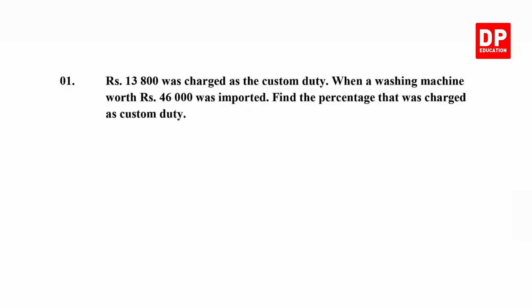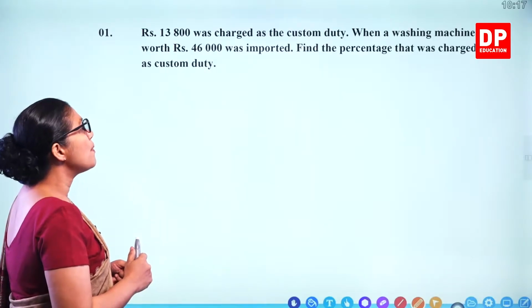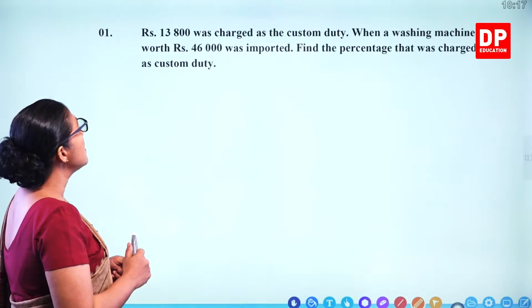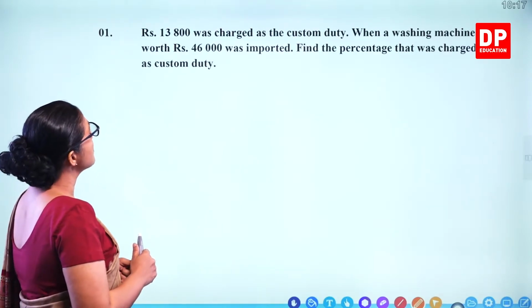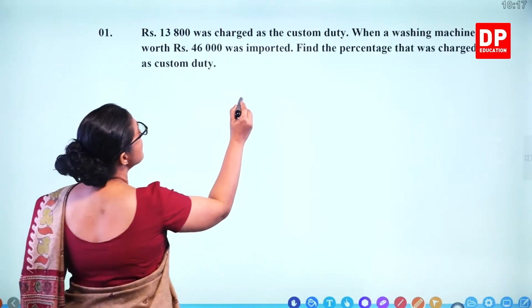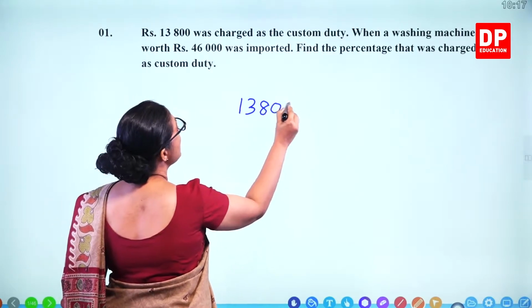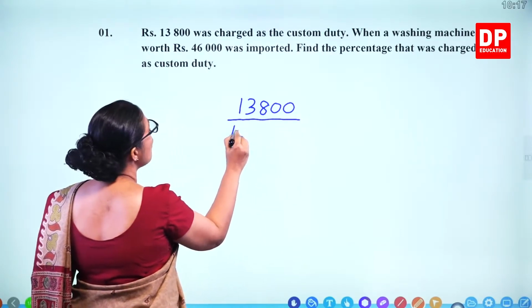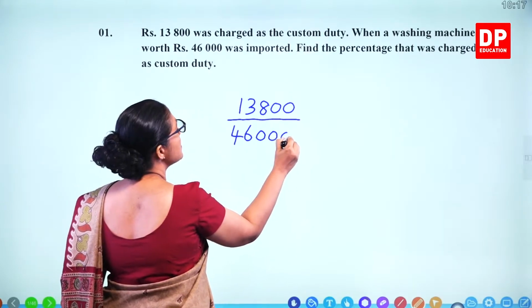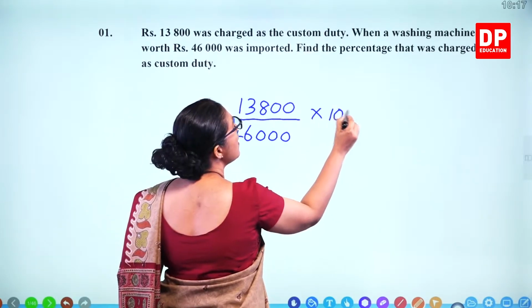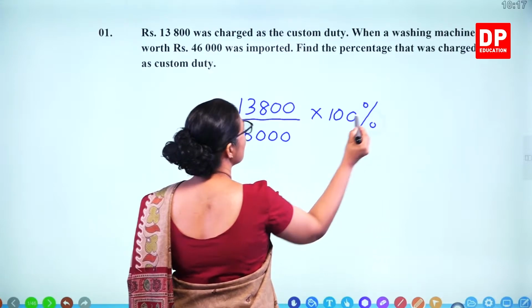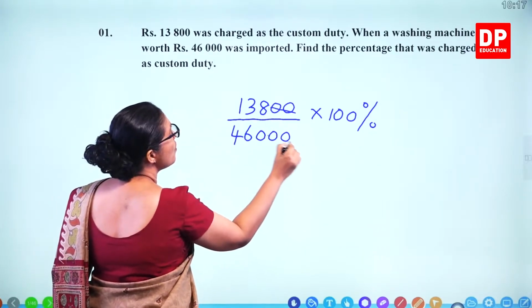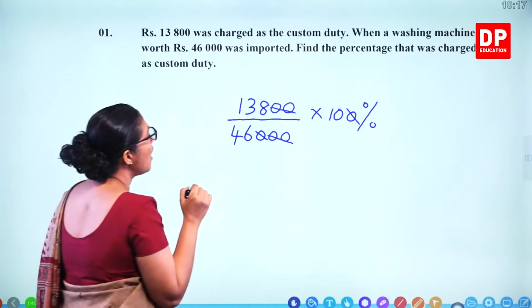Let's take question number 1. 13,800 rupees was charged as the custom duty when a washing machine worth 46,000 was imported. Find the percentage that was charged as custom duty. So the custom duty is 13,800 rupees. The washing machine is 46,000. So as a percentage, you multiply by 100%.